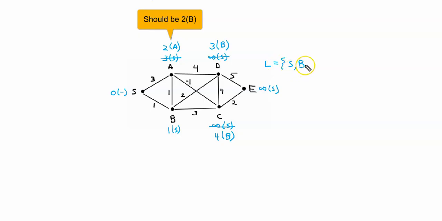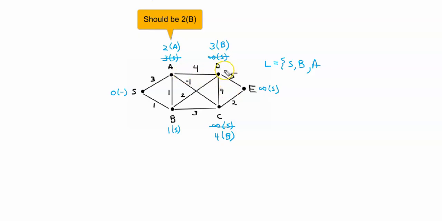Now we want to add another vertex to our list. So we look for the vertices that are not in L and have the smallest weight. So it looks like A is the smallest, that's not already in L, so we'll add A in there. And now we update the labels of all the vertices that are adjacent to A.